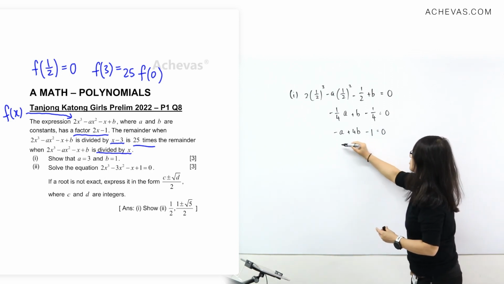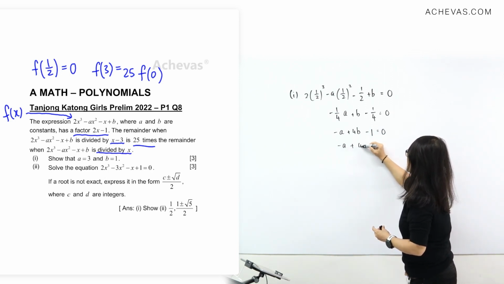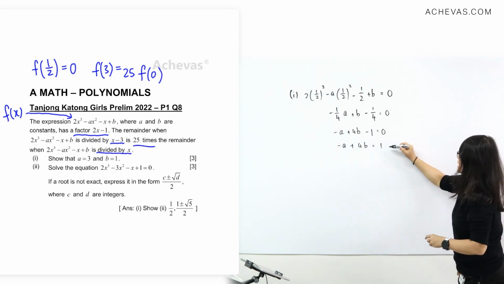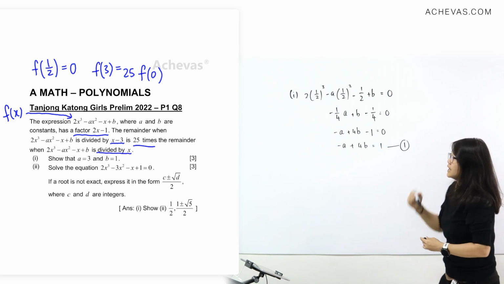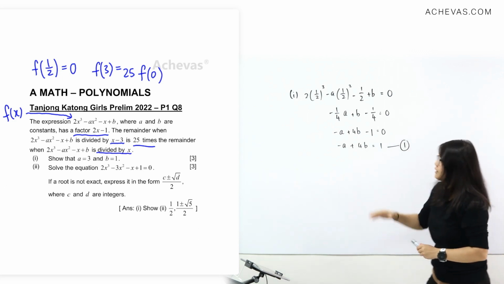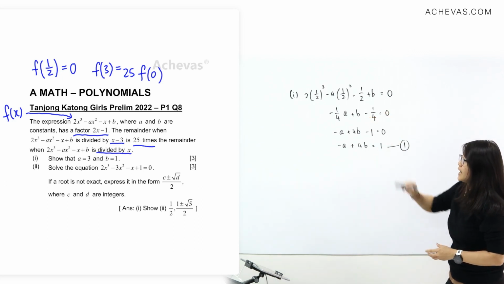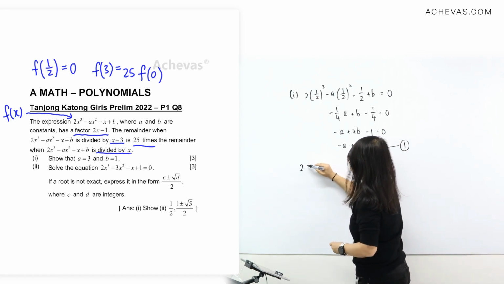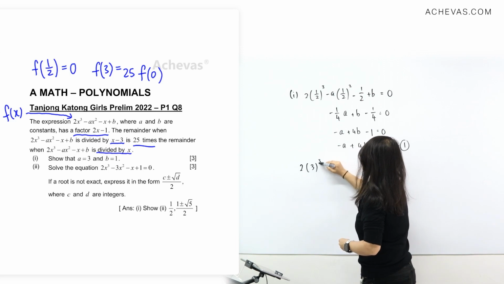Let me also arrange so that I have a and b on the left and the constant on the right hand side here. I'll label this as equation number 1. Now let me take a look at the second one. I have to substitute 3 into the function. So I substitute 3 into the function.